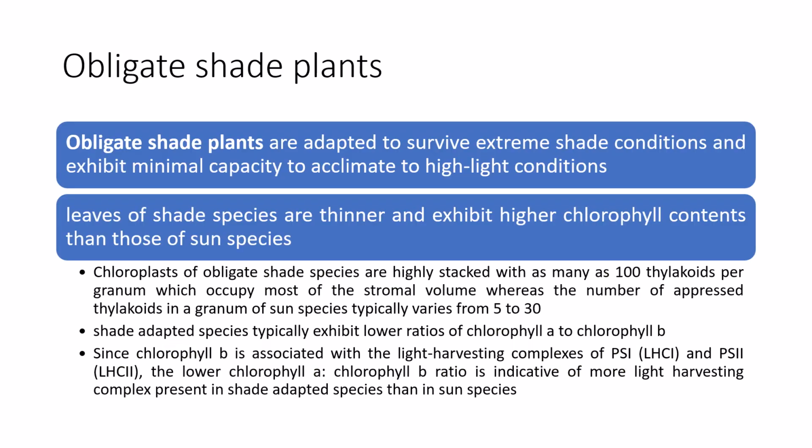Let's look at specific examples now. Obligate shade plants are species that must live in low light conditions, for example under forest canopies. Their photosynthesis machinery is designed to work well in shade. So if they are exposed to full sunlight, they can get sunburnt, and that will damage their cells.